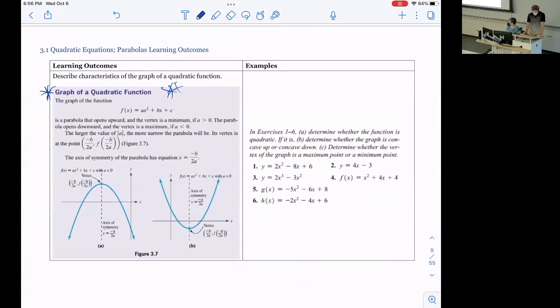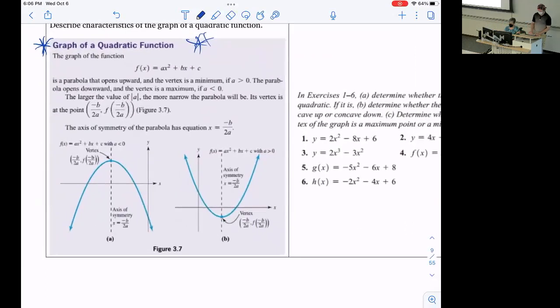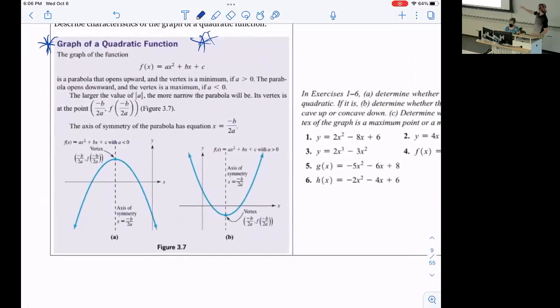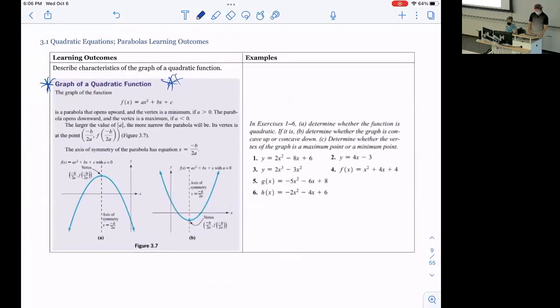All right, so the learning outcome of this first section is describe characteristics of the graph of a quadratic function. So this is talking about if it's quadratic or not, or if it's concave up and down, what the vertex of a graph is, and whether that's a maximum or a minimum point on the graph. If there are any questions about that one, she put this excerpt from your book up here, and that's a great resource for answering all of those questions. But if you still have questions, now would be the time to ask those.